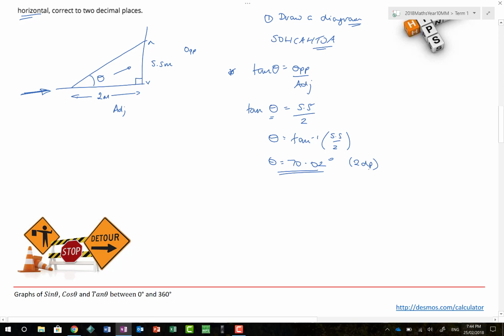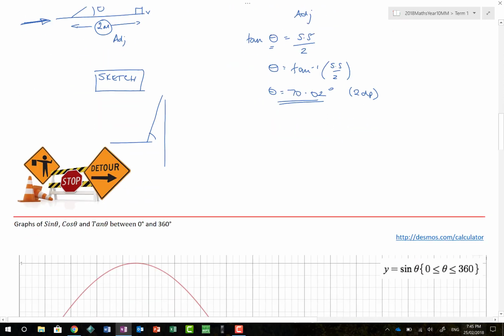Now, you're probably looking at my diagram and going, well, there's no way that's 70 degrees. I must have made a mistake. My sketch is wrong. And there's the point. The word is sketch. It's not accurate. If this was accurate, that's 2 meters away. That's 5.5 meters away. My sketch should realistically have been something like this, which would make that more realistic as 70.02. But a sketch just helps me visualize this.